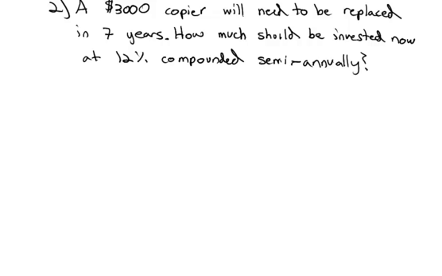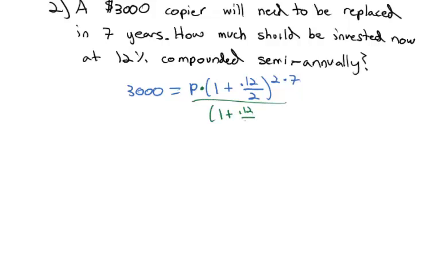Using the same formula for our compound interest, the accumulated final future amount that we want, $3,000, is equal to, we don't know the present value of that money, that's what we're looking for, times 1 plus the interest rate of 0.12 divided by n, semi-annually is twice a year, to the 2 times 7. This one's nice because we can get the p alone. The easiest way to do that is to just divide by the 1 plus 0.12 over 2 to the 2 times 7 power.